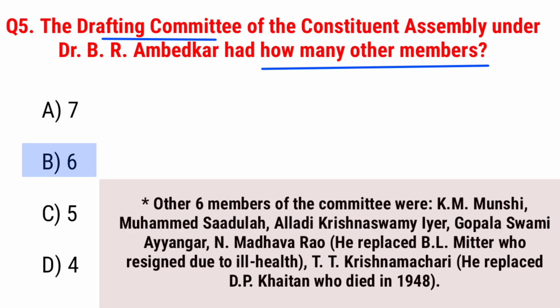The other 6 members of the committee were K.M. Munshi, Muhammad Sadullah, Alladi Krishnaswami Iyer, Gopalaswami Iyengar, N. Madhava Rao, who replaced B.L. Mitter, who resigned due to ill health, and T.T. Krishnamachari, who replaced D.P. Khaitan, who died in 1948.